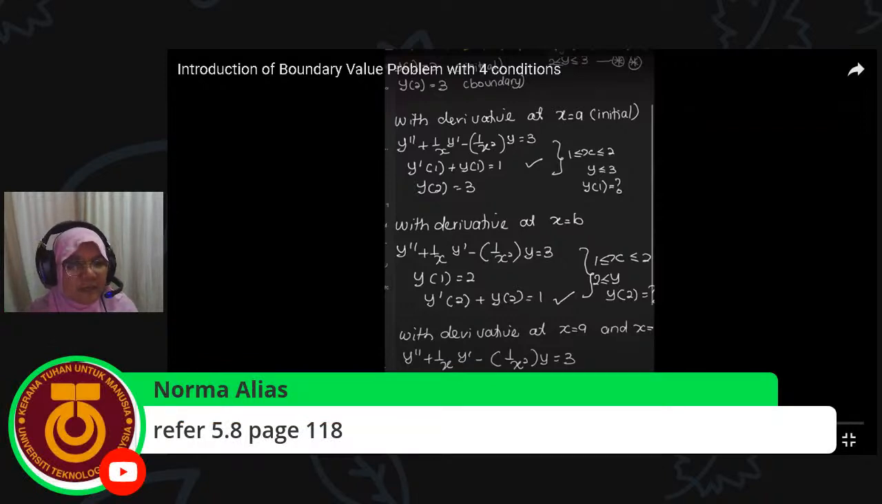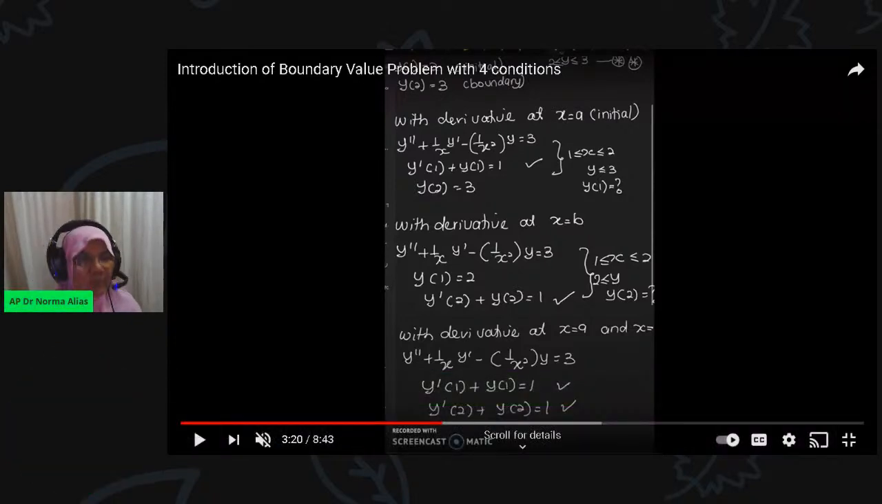This is the first order derivative, because you have y prime 1, so you also have y prime 2. You want to apply section 5.8, page 108, the first order derivative, center difference formula with 2 points. Okay, don't worry. We are still engaged with chapter 5, how to discretize the boundary value problem.